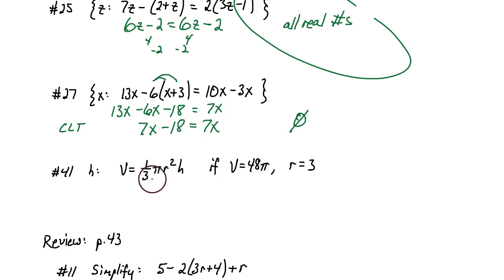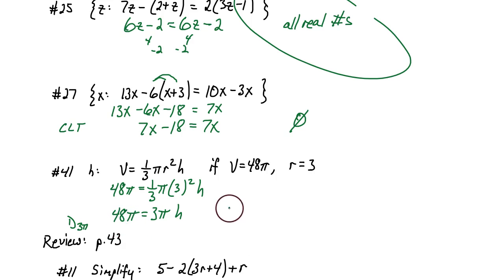Number 41, solve this for h if we're given these values to substitute. So capital V, fill in 48 pi. And for r, fill in 3. Next, we can do some simplifying. On the right side, 3 squared makes 9, but then 1/3 times 9 is 3. Now let's divide both sides by 3 pi in order to isolate the h. 48 pi divided by 3 pi makes 16.